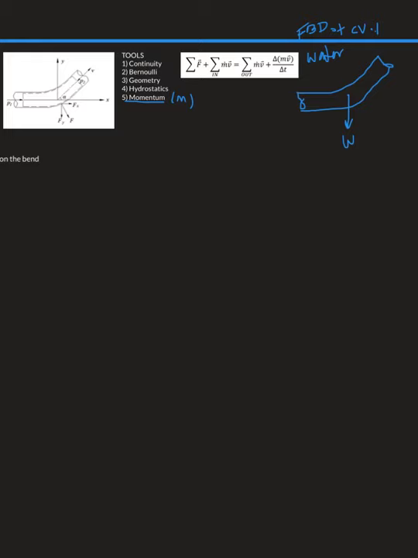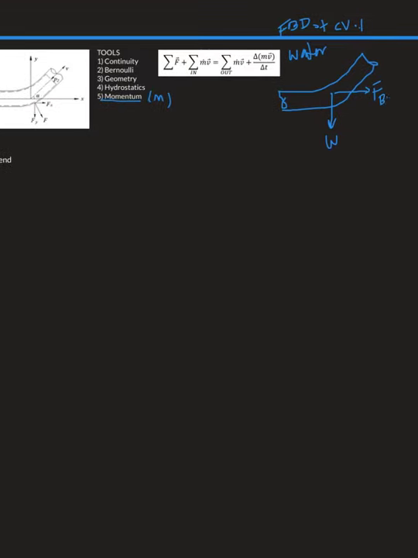What other forces do we have? Well, we've got a force of the bend on the water. Somewhere in here, there's a force of the bend on the water, and I always like to call this the force Bx. And then they gave us this as the y coordinate, so we'll call this force By. Let me get rid of this line, it's annoying.